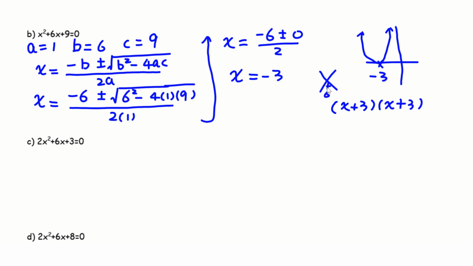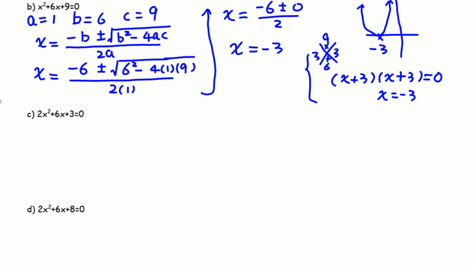Add together, 6 times 9, so you have 3 and 3. Then x squared plus 6x plus 9 gives you (x plus 3)(x plus 3), so you will have x equals negative 3. So this is what we did before using the factoring method, and it's the same as the quadratic formula method. So we are going to see the next one.